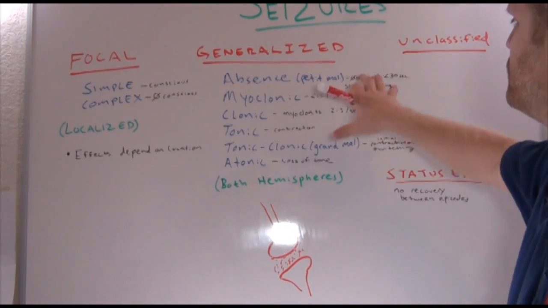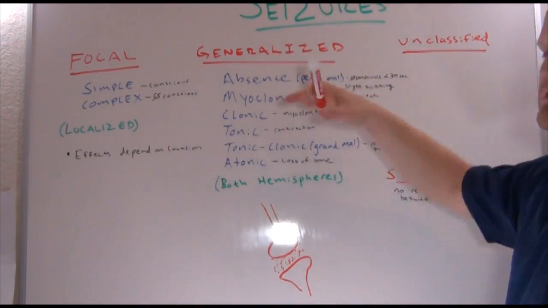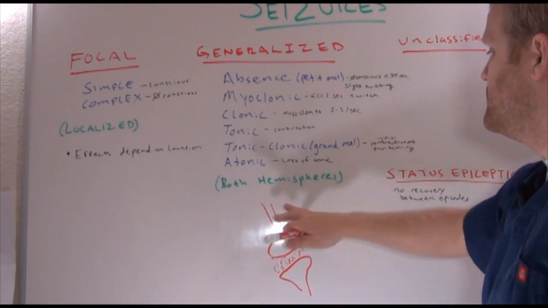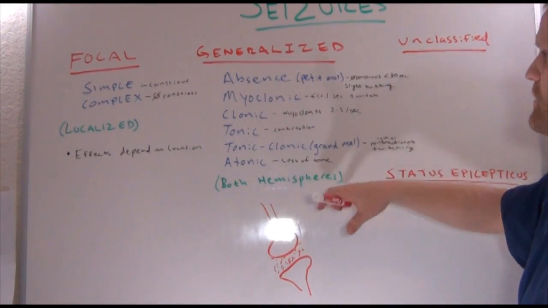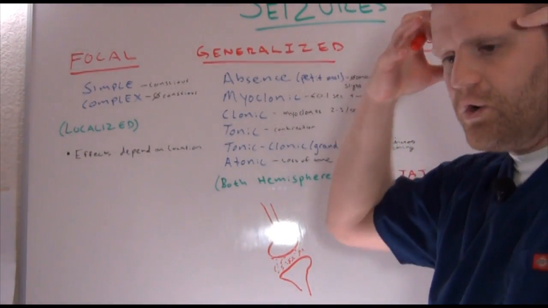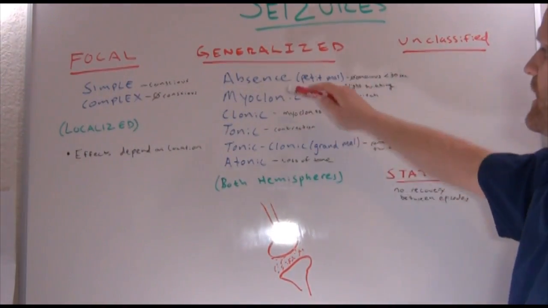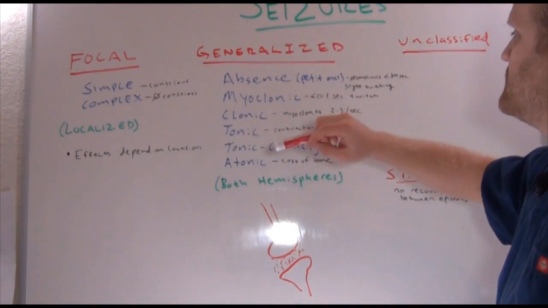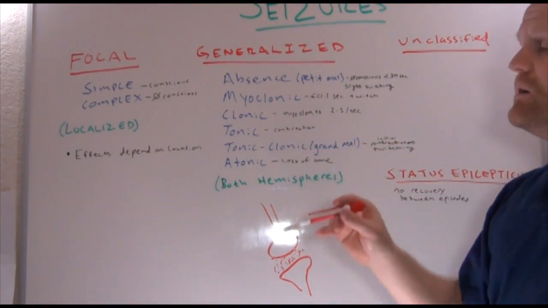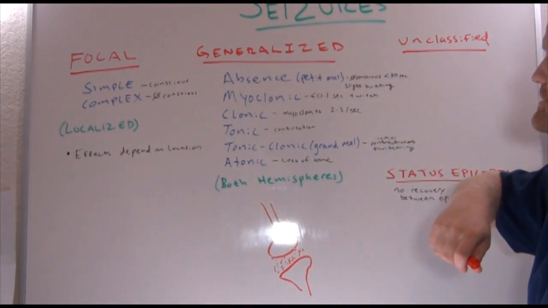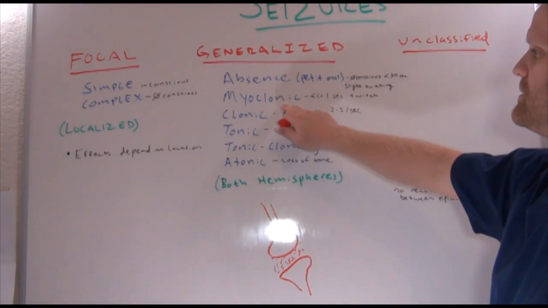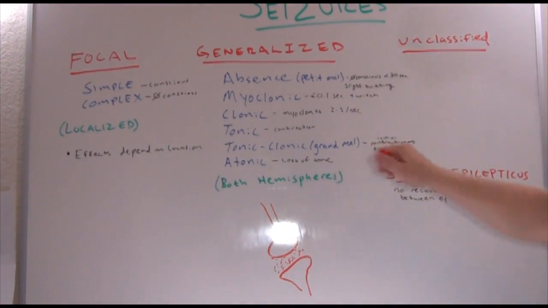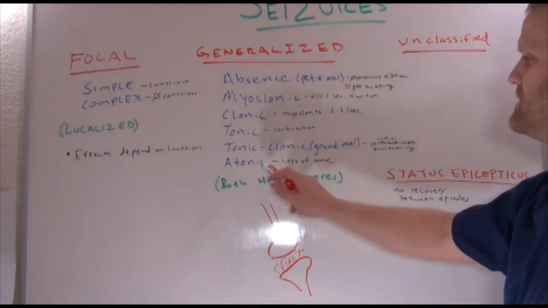Okay? When we then move over to generalized seizures, you think focal, you think one space. When you think generalized, you're thinking the entire area. So we're talking both hemispheres of the brain, and it's occurring throughout the brain. Okay? And there's 6 different types of generalized seizures. You have absence seizures, and the old name for that was petit mal. Okay, but the name you need to learn is absence seizure. Then you have myoclonic, clonic, tonic, tonic-clonic. The old name for that was grand mal. And then you have atonic seizures.